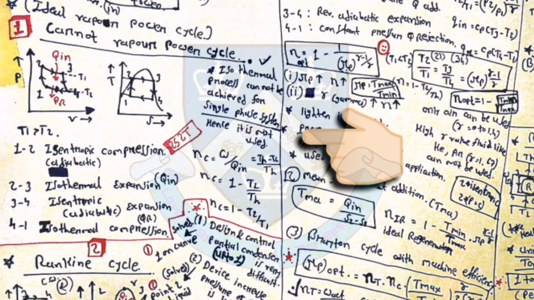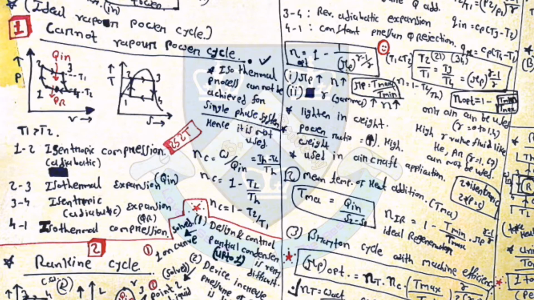The processes on which the cycle works are: process 1 to 2 is isentropic compression, which is an adiabatic process. Then process 2 to 3 is isothermal expansion. Then 3 to 4 is isentropic expansion, and 4 to 1 is isothermal compression. In process 2 to 3, heat is added, and in process 4 to 1, heat is rejected. The efficiency equation of Carnot cycle is eta C is equal to 1 minus TL upon TH, which is also equal to 1 minus T2 upon T1. Here T1 is greater than T2.